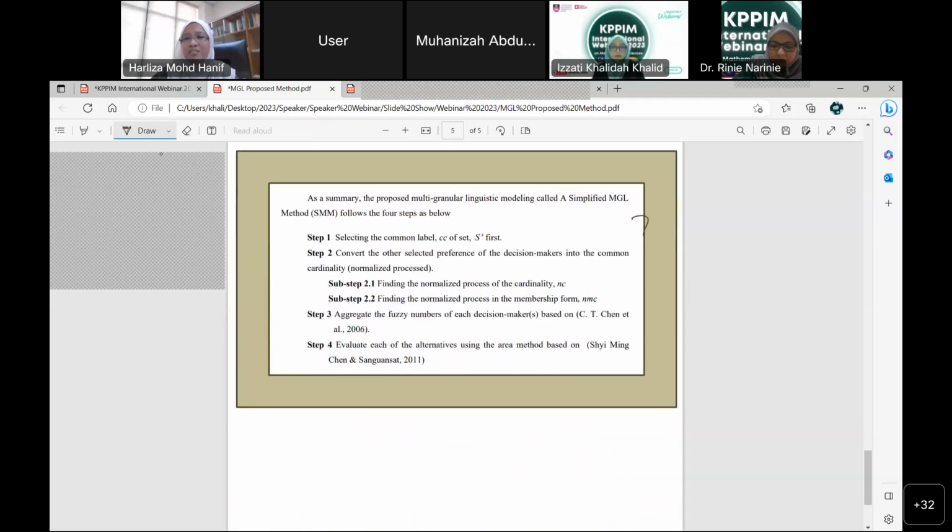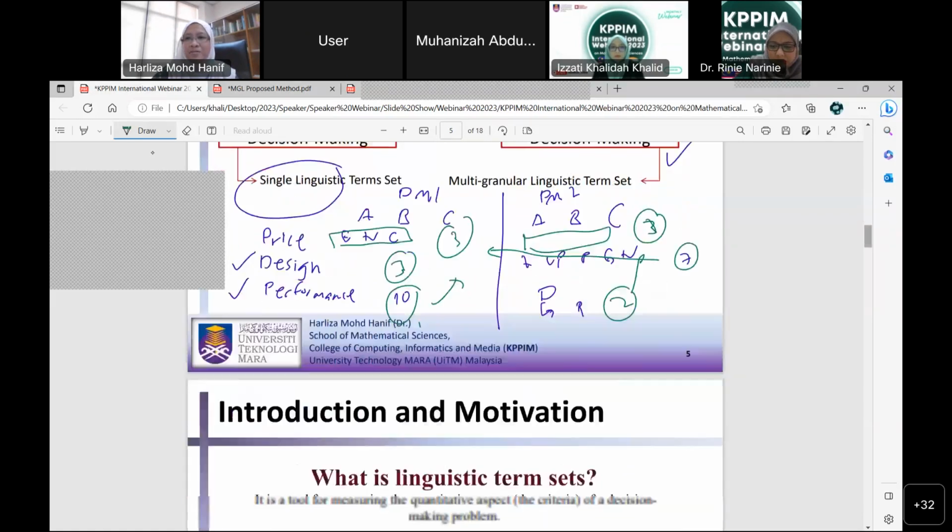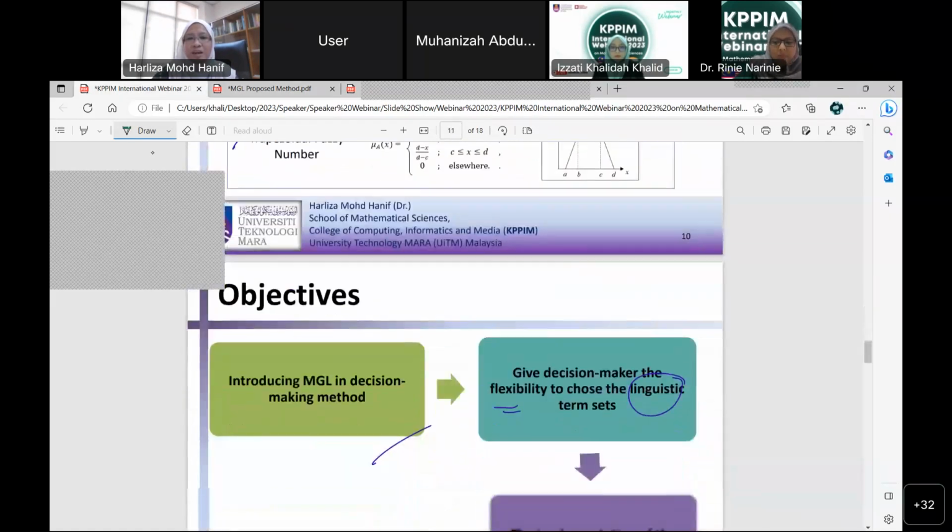So this is just the summary of the process. We call this method SMM, a simplified multi-granular method. So now let's proceed to the next slide.